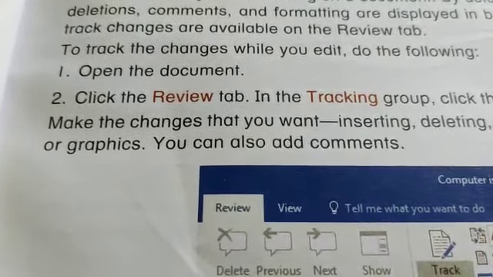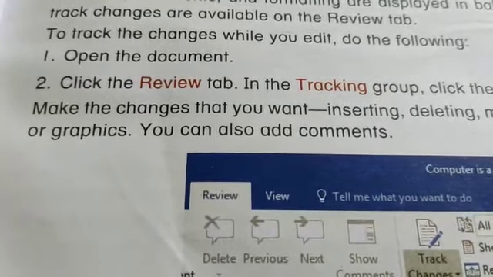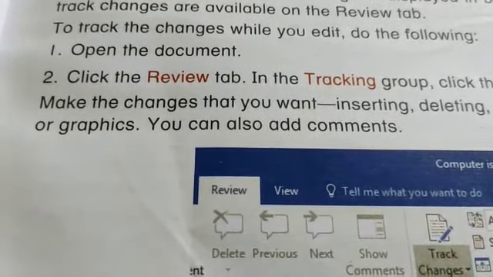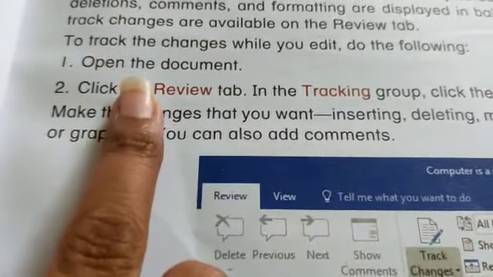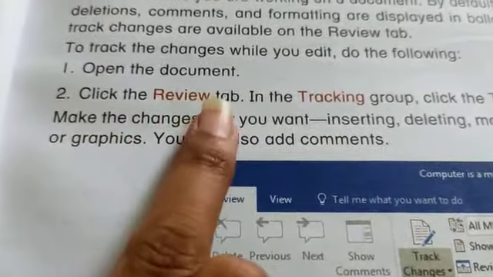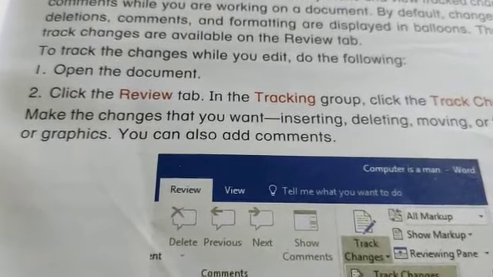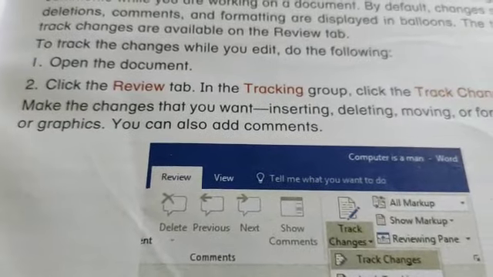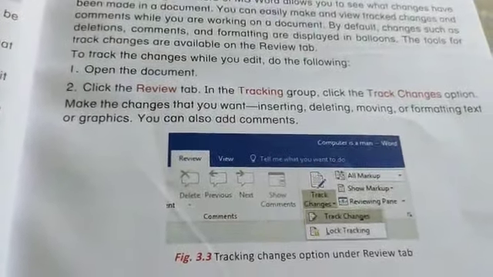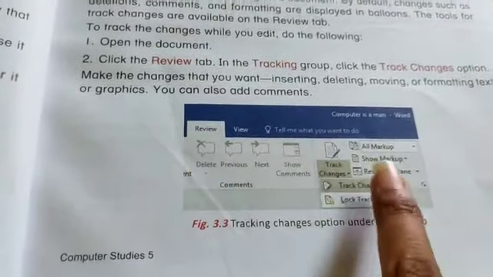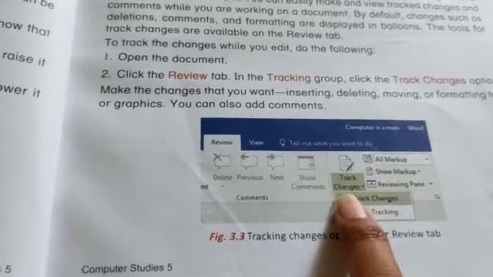To track the changes while you edit, do the following. If you want to track whatever changes you have done in your document, first of all, open the document. Click on the review tab. In the tracking group, click the track changes options. This will open, then you will click on track changes.